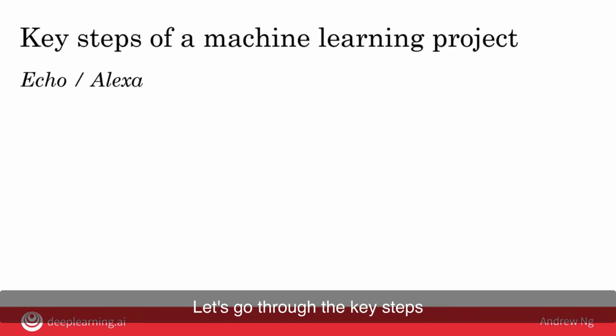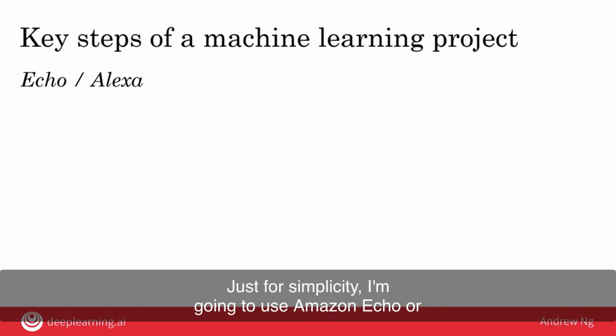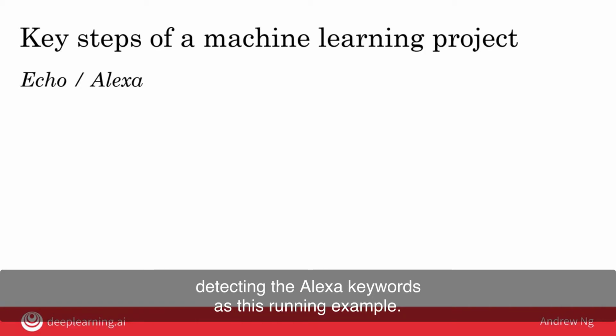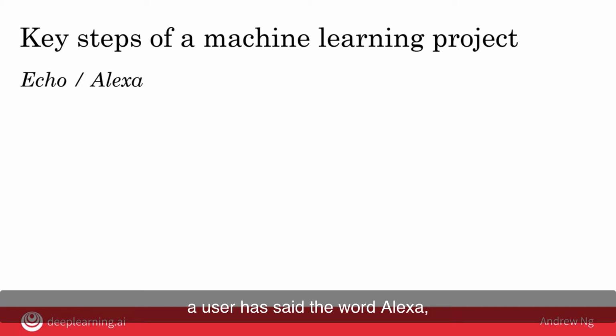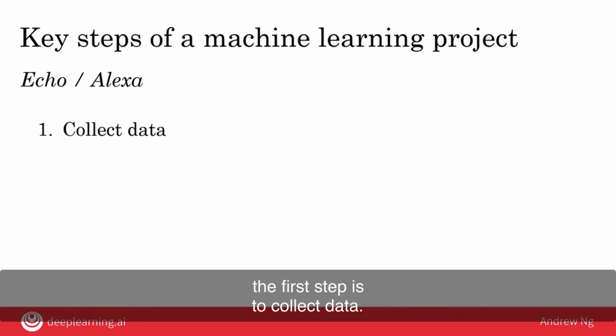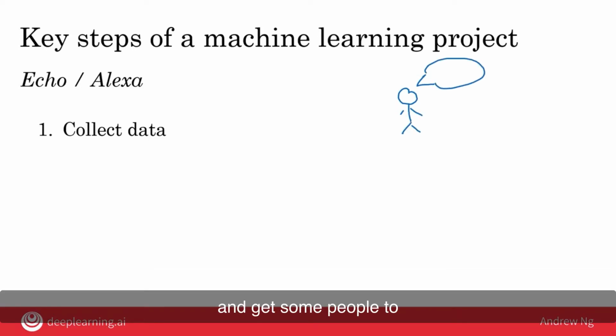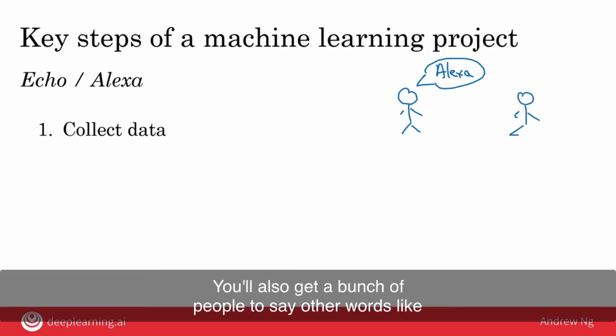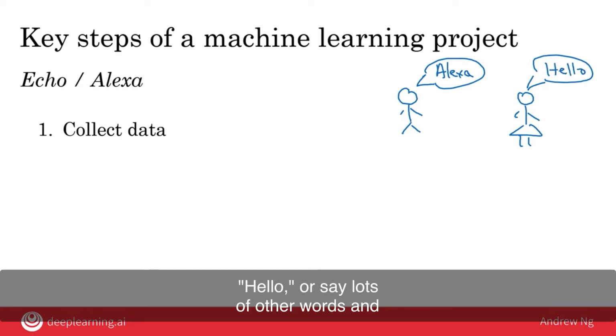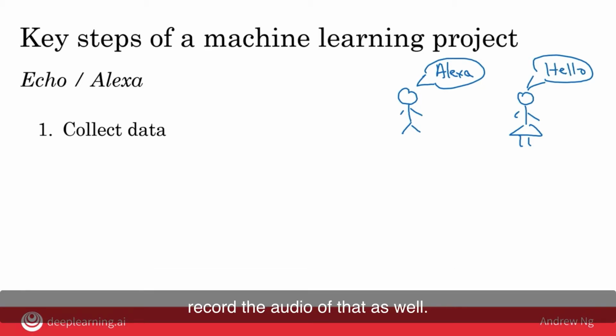Let's go through the key steps of a machine learning project. And just for simplicity, I'm going to use the Amazon Echo and detecting the Alexa keyword as this running example. If you want to build an AI system, or a machine learning system, to figure out when a user has said the word Alexa, the first step is to collect data. That means you would go around and get some people to say the word Alexa for you, and you record the audio of that. And you'd also get a bunch of people to say other words, like hello, or lots of other words, and record the audio of that as well.